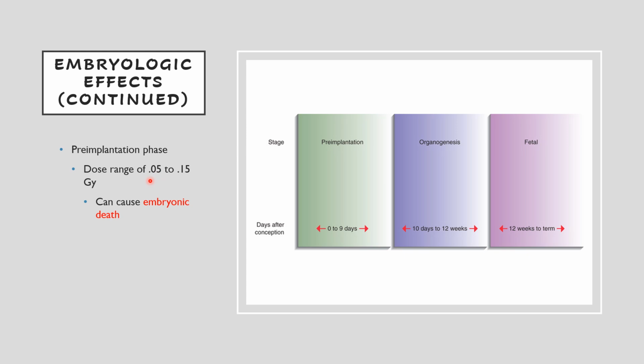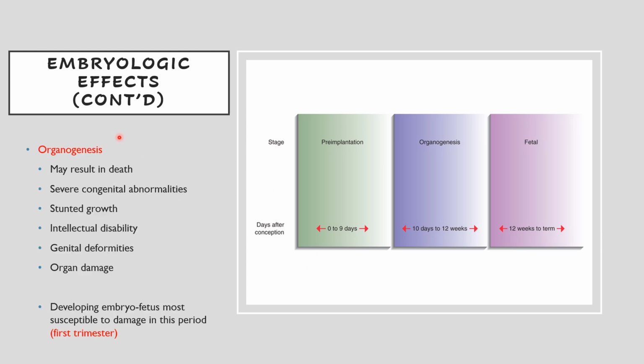Pre-implantation phase, the dose range is 0.05 to 0.15 gray, can cause embryologic death. So from 0 to 9 days, most likely death will occur. Organogenesis may result in death as well. Severe congenital abnormalities, stunted growth, intellectual disabilities, genetic deformities, organ damage. The developing embryo fetus is most susceptible to damage in this first trimester. So pre-implantation is death within 0 to 9 days. Within the first trimester, within 10 to 12 weeks, that's when mutations or genetic defects occur.